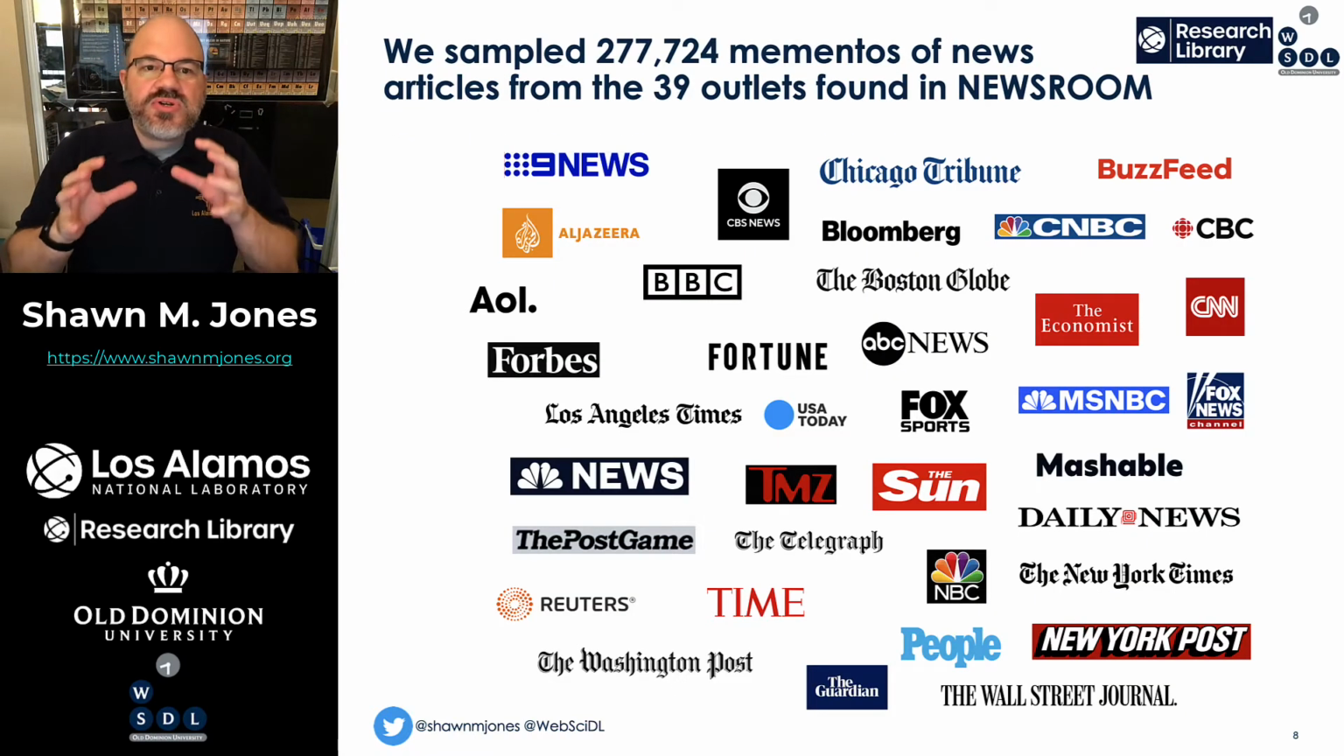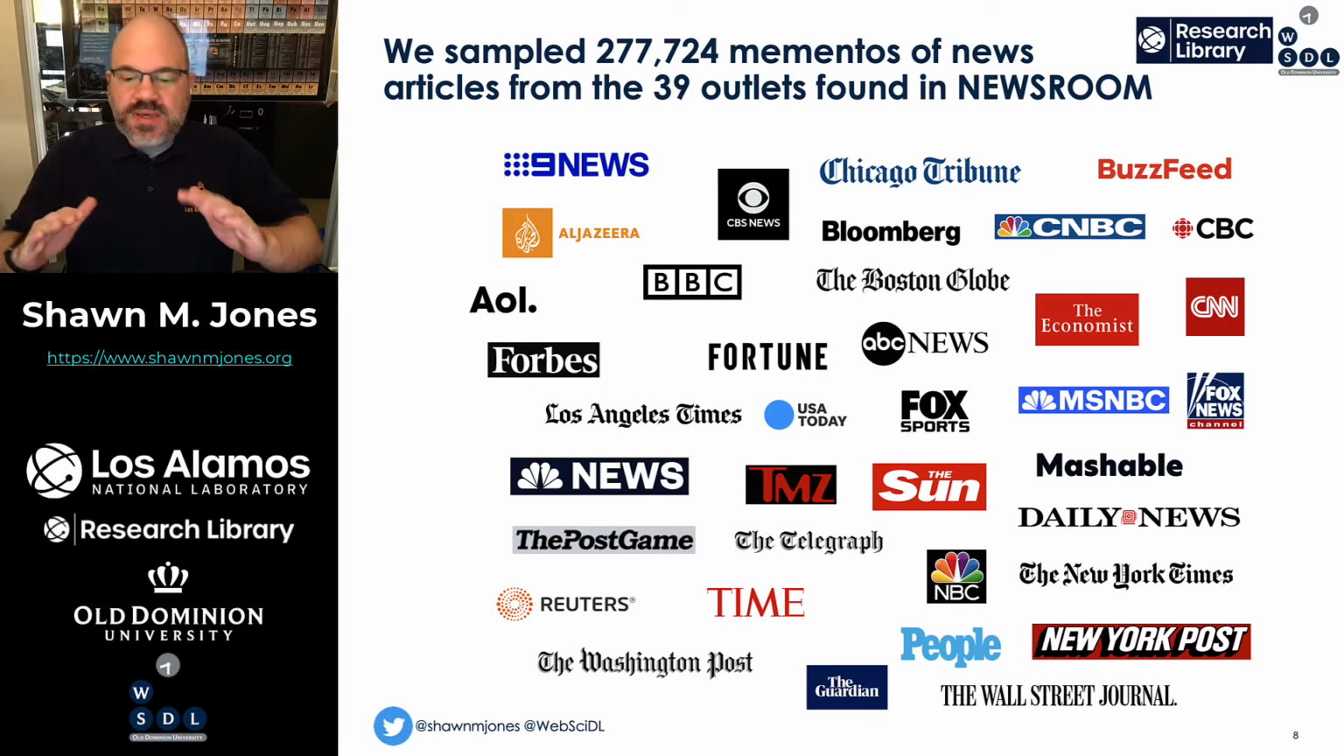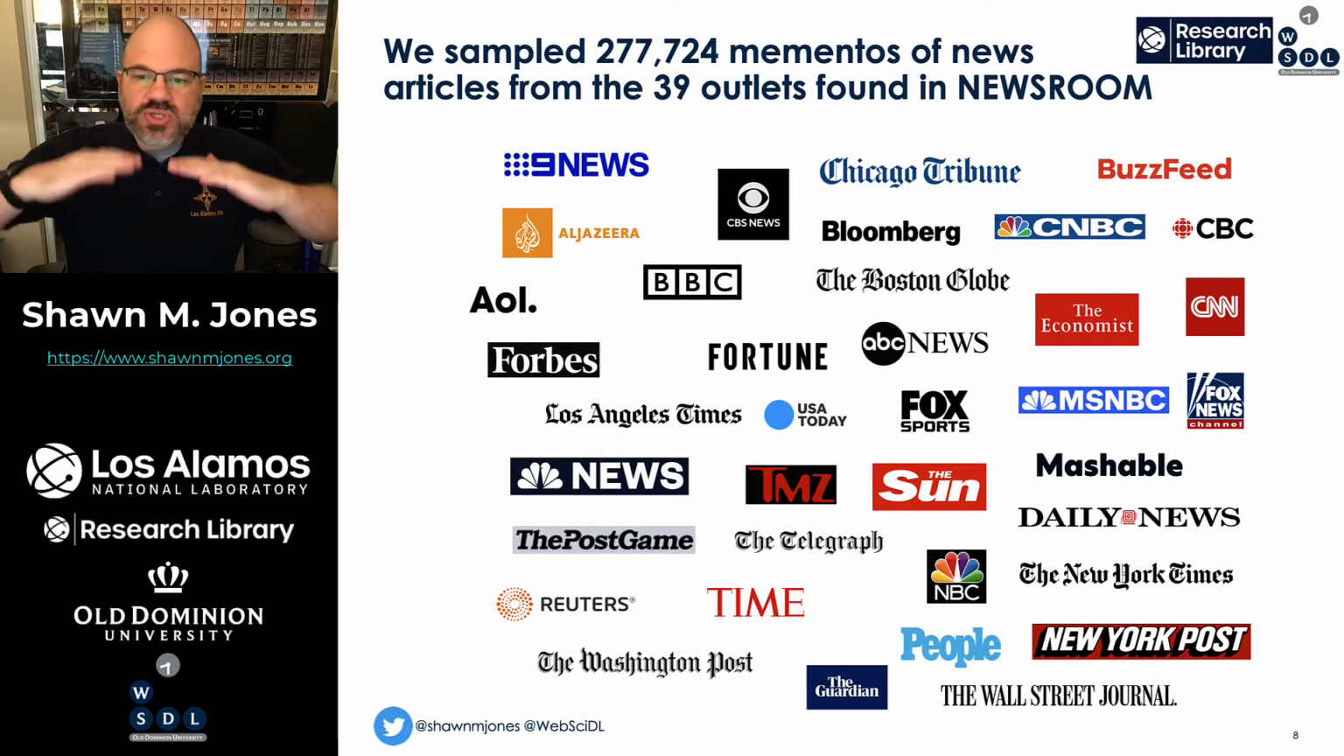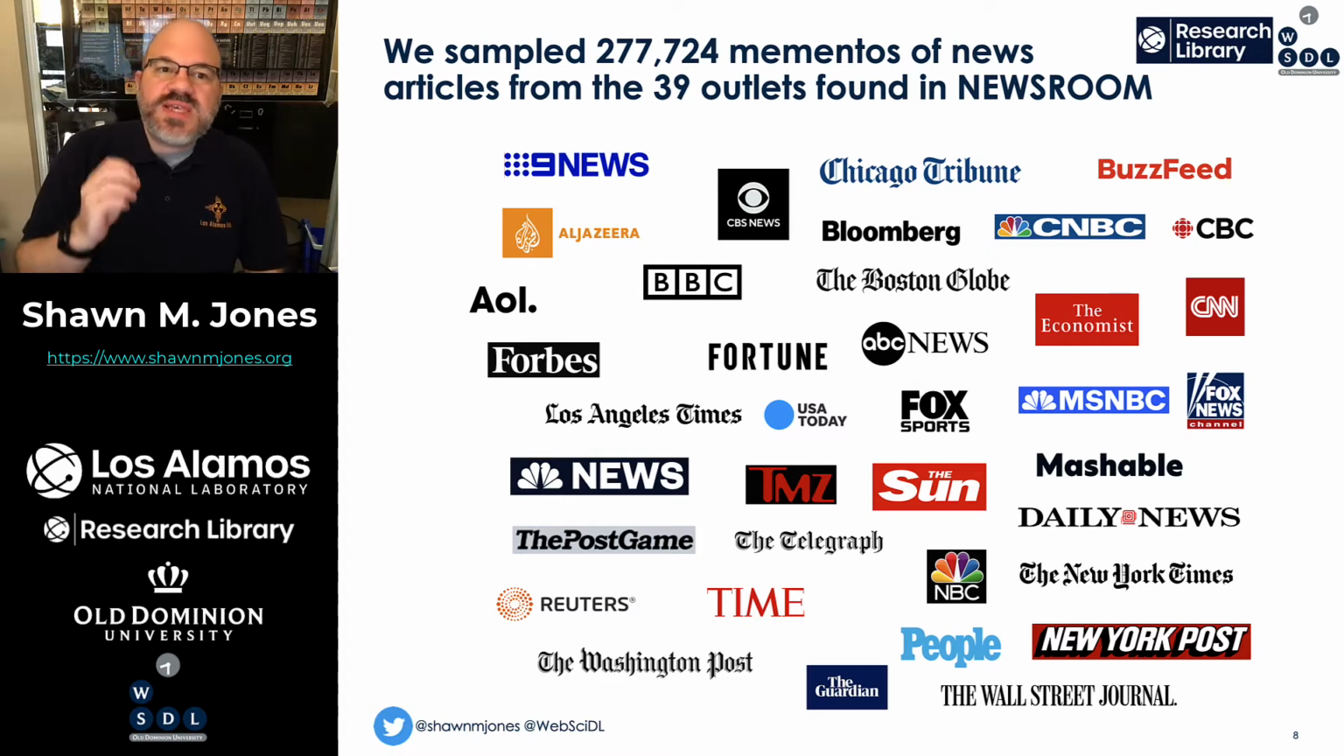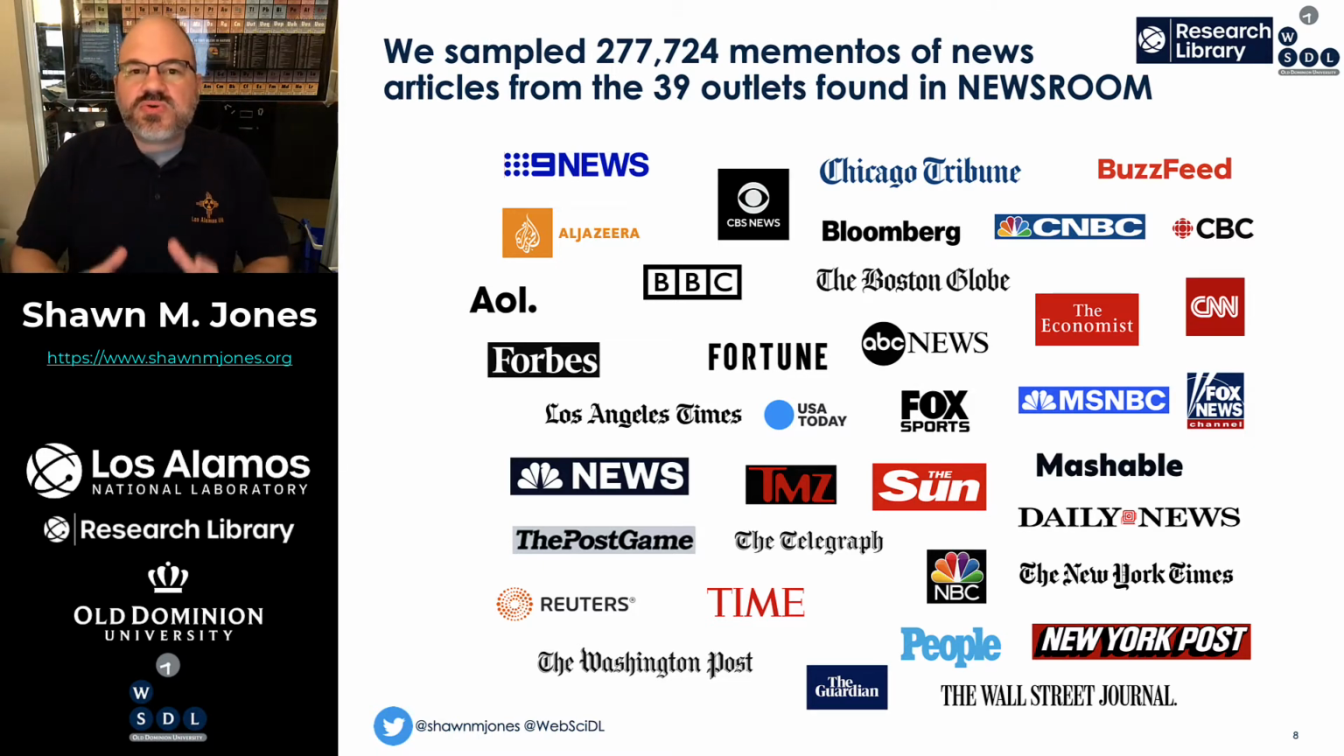And so in order to balance out the years with the actual sources that are present in the data set, we sampled 277,000 mementos of news articles from the 39 outlets found in Newsroom, from places like Fox News or Forbes or Time, and also British publications like The Telegraph. And so we have a variety of different sources, and we can look at different behaviors.